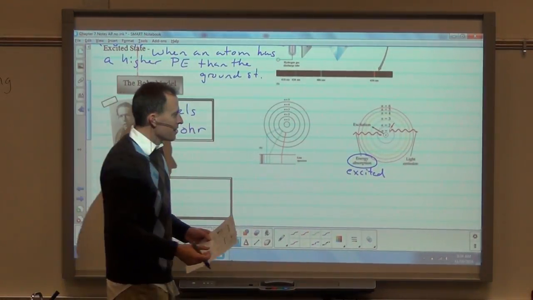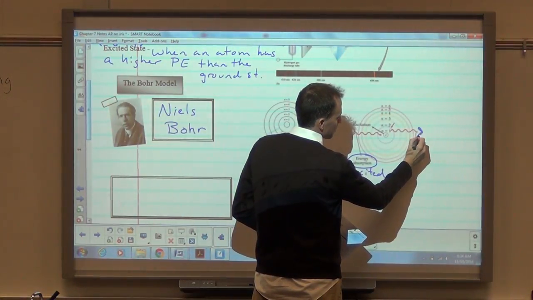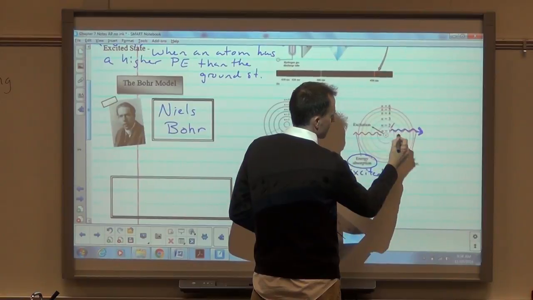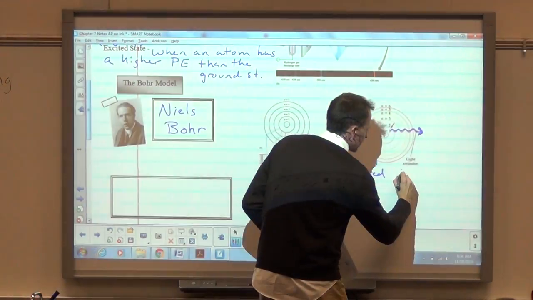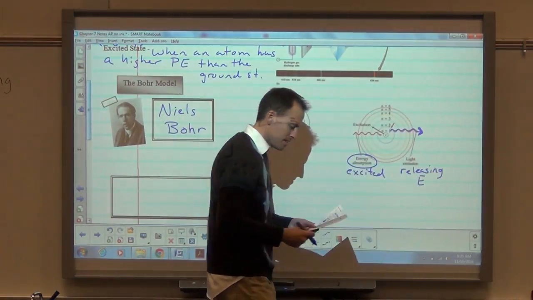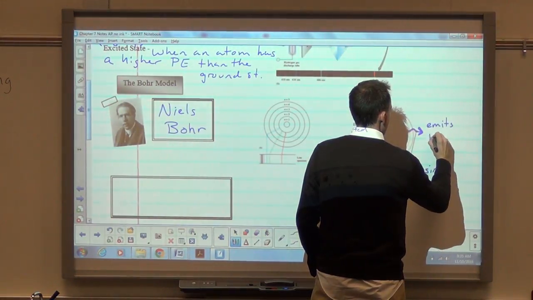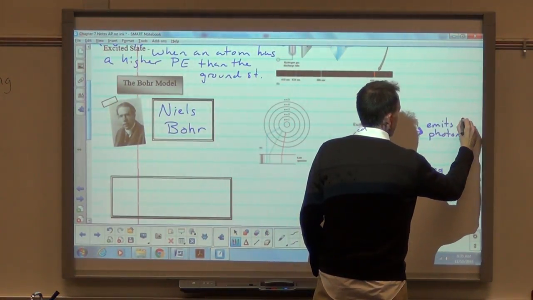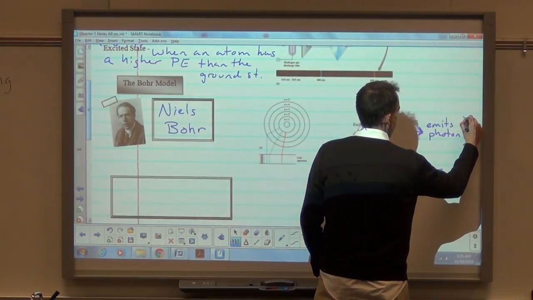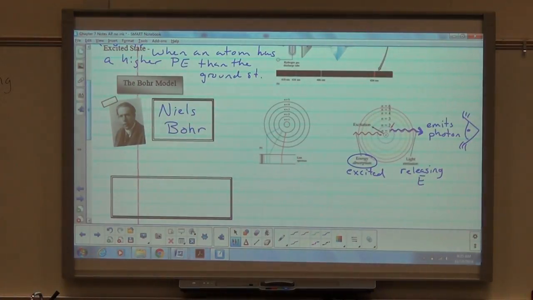Okay? Then, this energy right here says light emission. You can't see that there's an arrow at the end. What it's doing is releasing the energy. And because of that, it emits a photon. And this, that's an eyeball. That's literally what we're seeing when it falls, if we can, obviously.